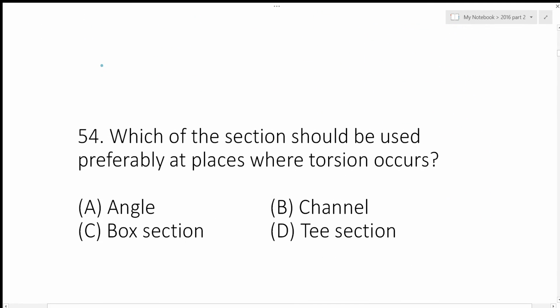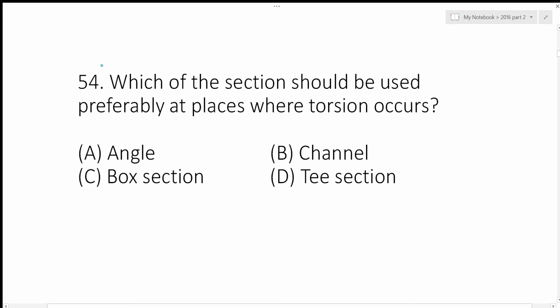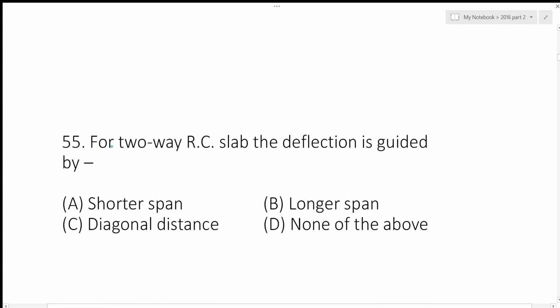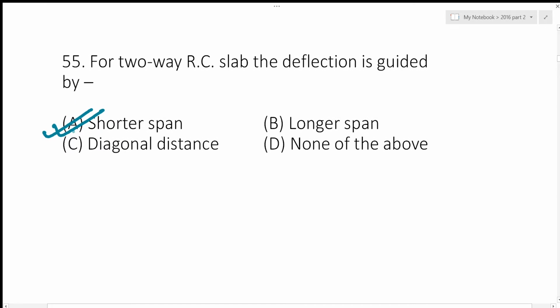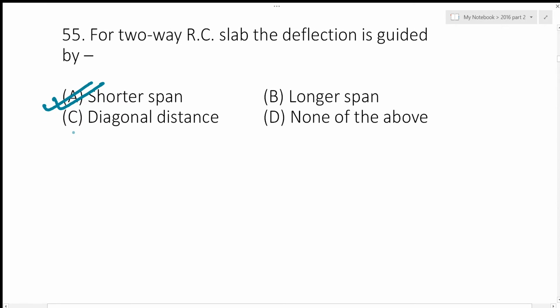Next question is, which of the sections should be used preferably at places where torsion occurs? The answer for this particular question is a box section. Next question, for a two-way RC slab, the deflection is guided by which span? The deflection is always guided by the short span. Remember this, the deflection is always guided by the shorter span.